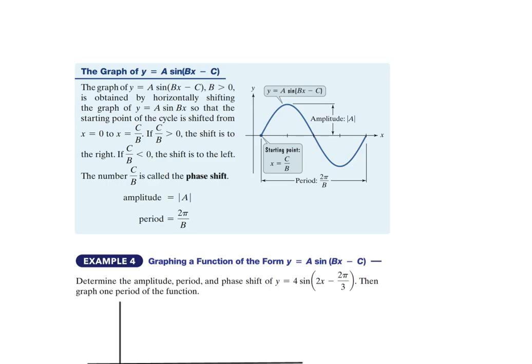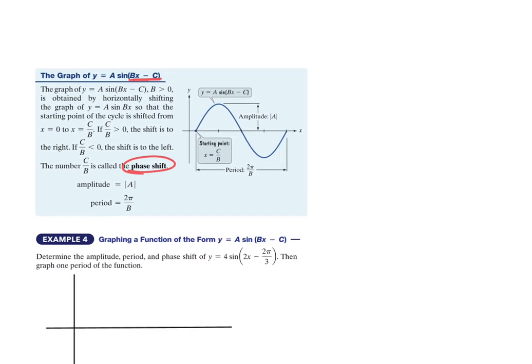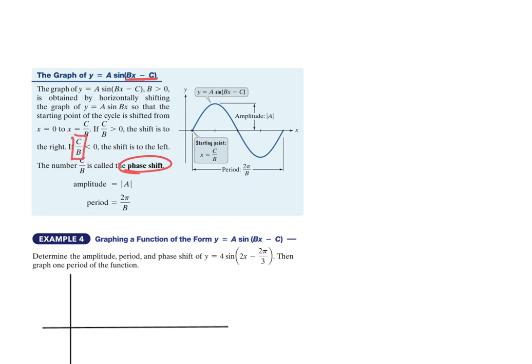Now, the graph of y equals a sine of bx minus c. So here we've got a bx minus c. We already know what to do with b. Period's the same, amplitude's the same. But here we have a phase shift. So this is shifting to the left or to the right. And to get the phase shift, we take c over b.